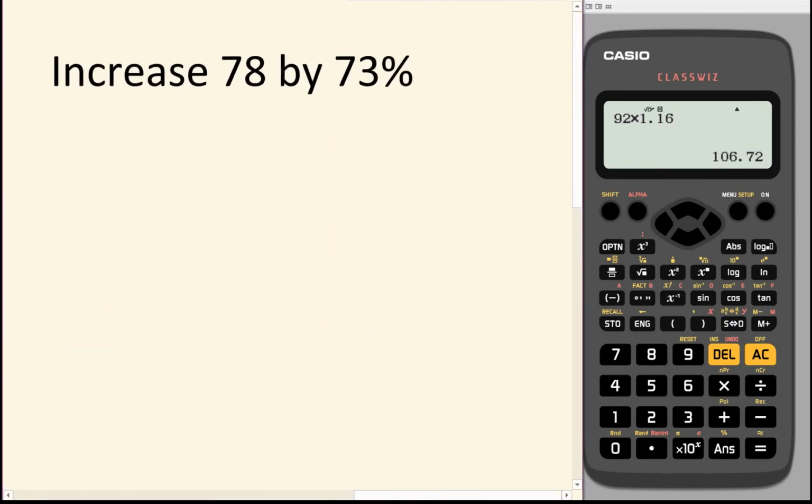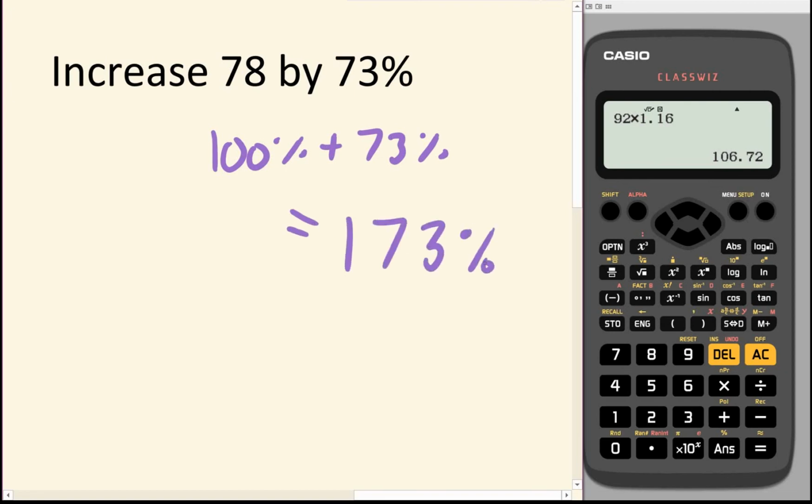Just a similar example, here it's the exact same idea. I want to add on an extra 73%, so I start at 100%, plus an extra 73%, which means in total I want 173%, so I would do 78 times 1.73. Do a few of these. It's really easy just to add on the point, whatever's going on here.